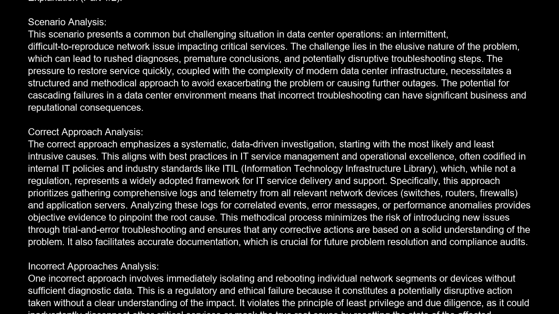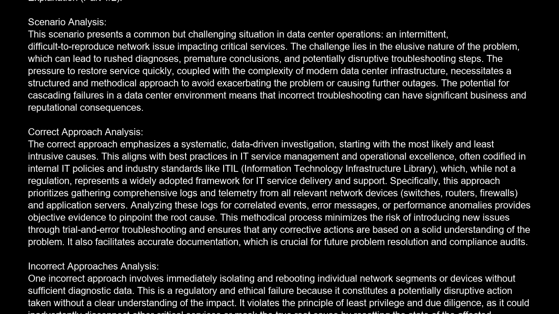Specifically, this approach prioritizes gathering comprehensive logs and telemetry from all relevant network devices, switches, routers, firewalls, and application servers. Analyzing these logs for correlated events, error messages, or performance anomalies provides objective evidence to pinpoint the root cause. This methodical process minimizes the risk of introducing new issues through trial-and-error troubleshooting and ensures that any corrective actions are based on a solid understanding of the problem. It also facilitates accurate documentation, which is crucial for future problem resolution and compliance audits.